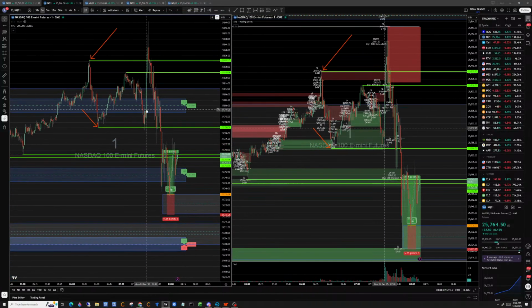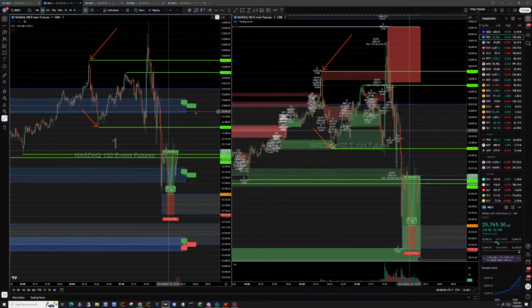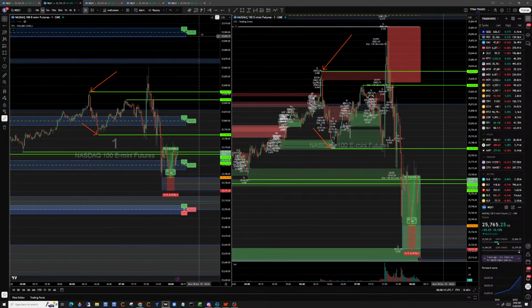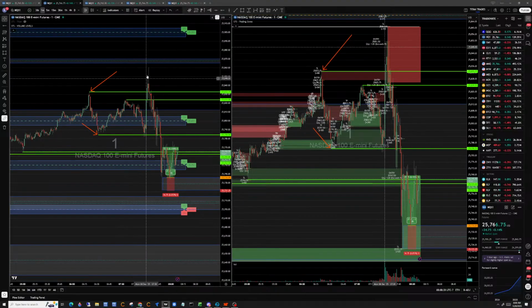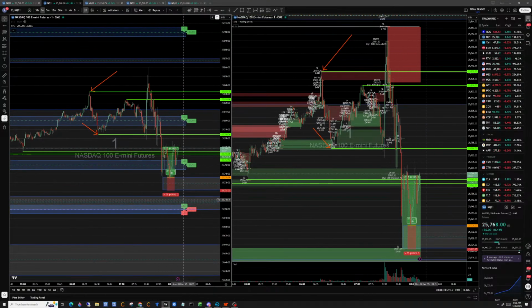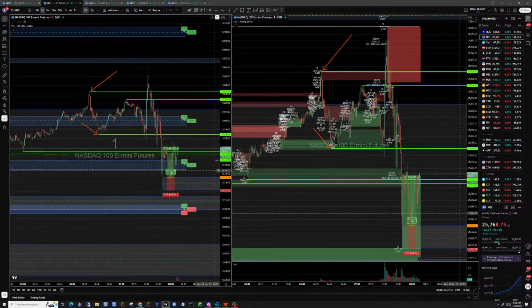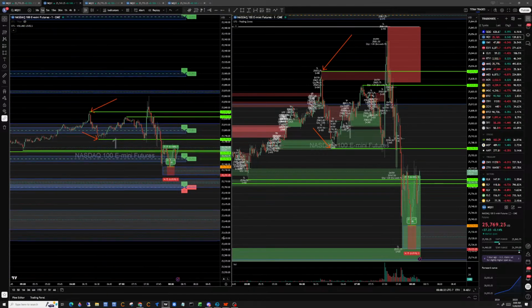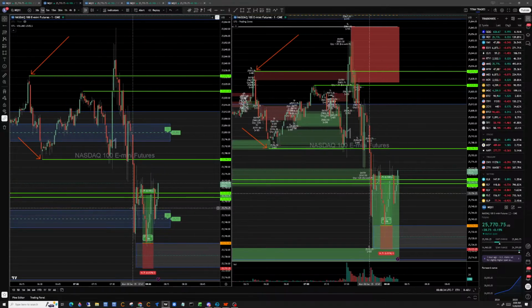So let's see. We opened at one of our main levels right here. Pushed up. This level is about 100 points away. This one's 50 points away. So it pushed up, swept the high, and then came down to this level. And then our next level actually has a ton of volume on it. It's down 25.7 here. Look at all that volume. That's a lot of volume for both of them. So who knows? We may end up down there.